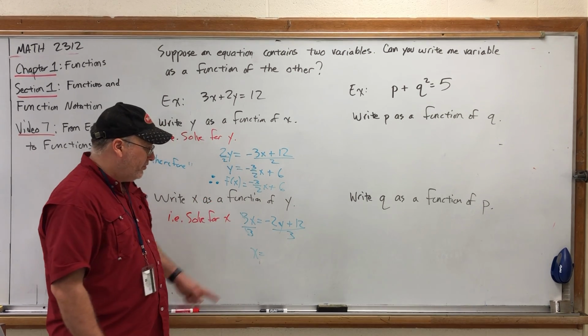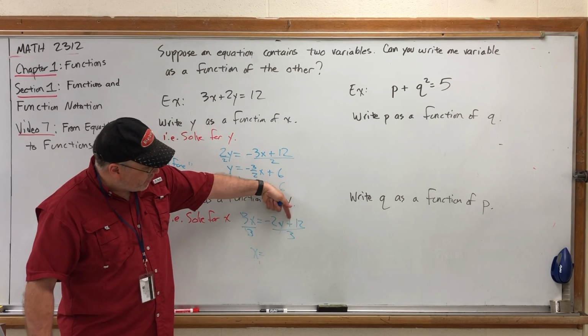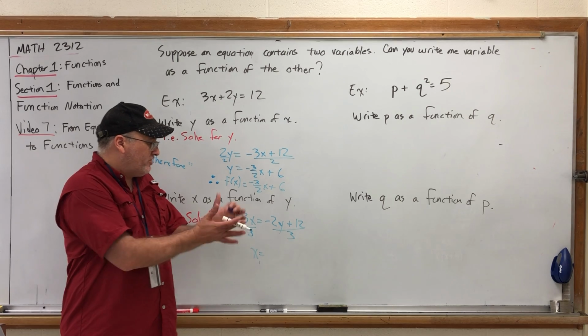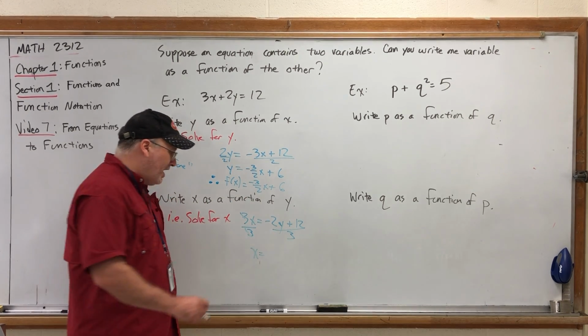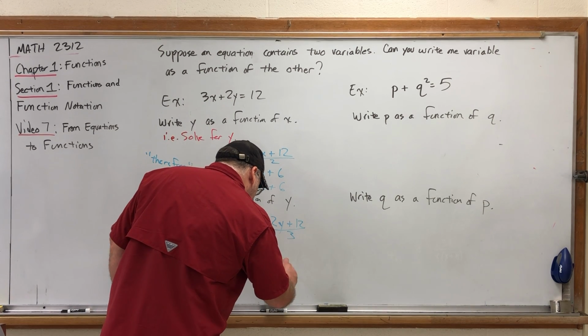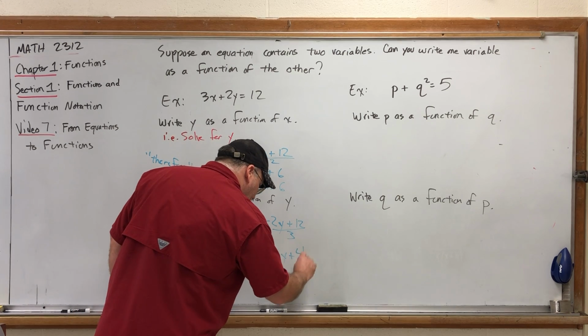And again, I can't really reduce the 12 by 3 as long as I have one giant fraction. You can't reduce parts of addition problems, but I can think of separating this into two fractions, the first of which would be negative 2/3 y. The second of which would be 12/3, but 12/3 would reduce into 4.